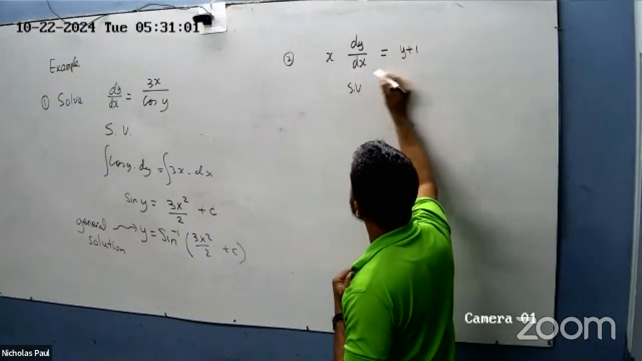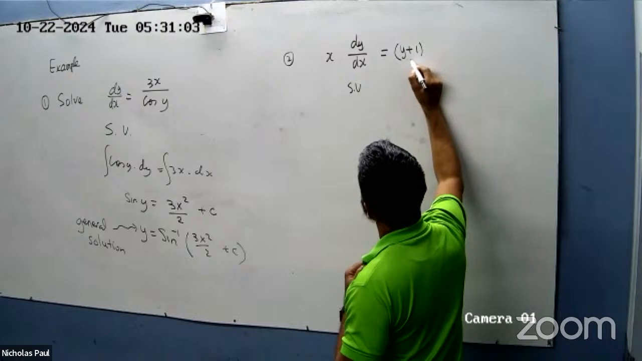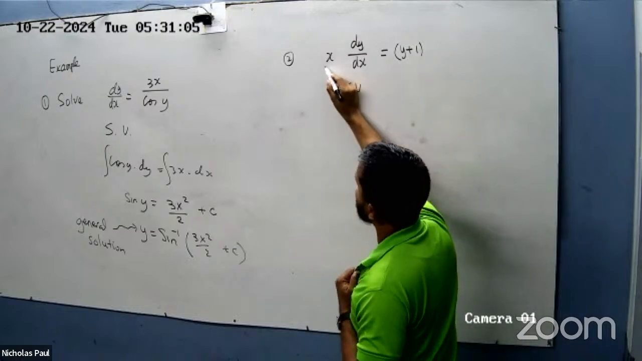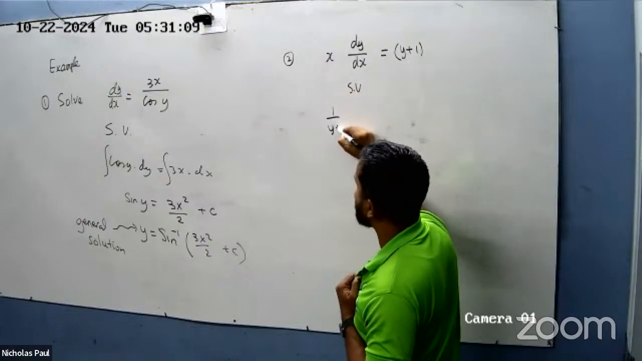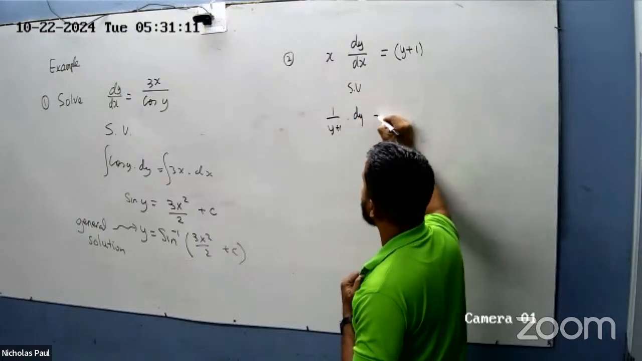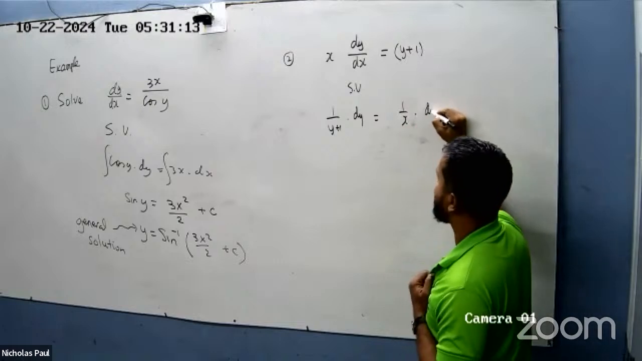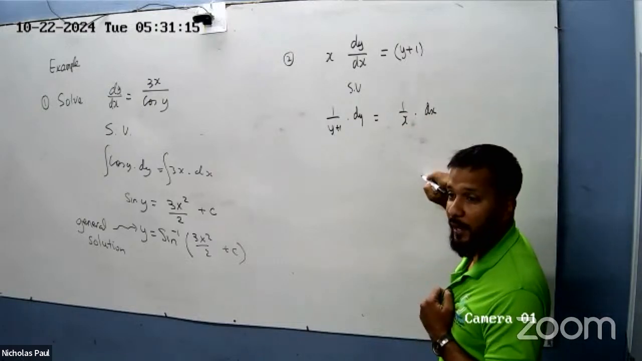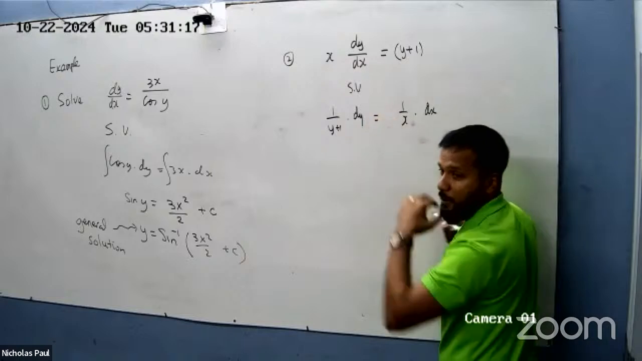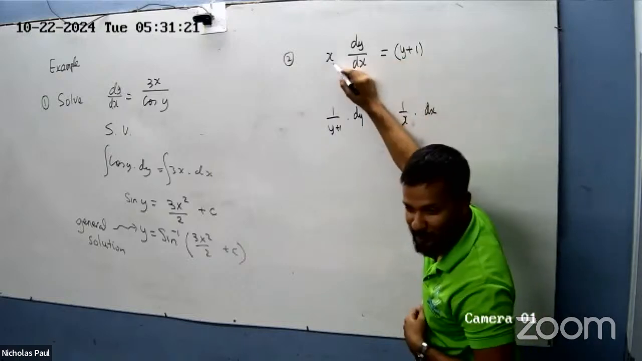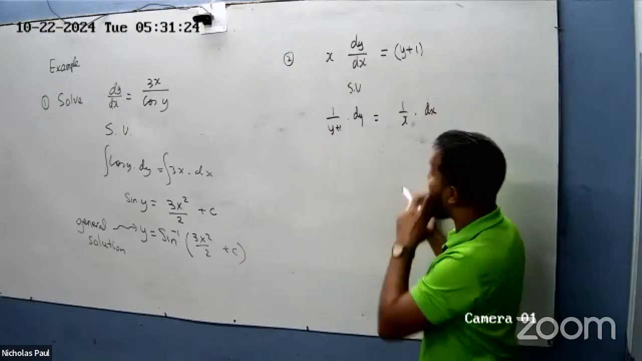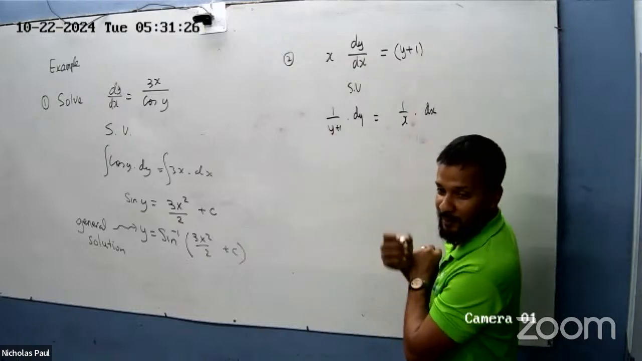Remember, I'm going to divide by y plus 1 here, and I'm going to divide by x here. So you will get 1 over y plus 1 dy and 1 over x dx. You can't just magically switch them around, because how can you just put the y plus 1 here? You have to move it properly.